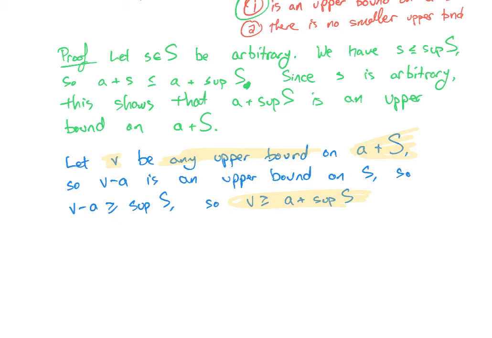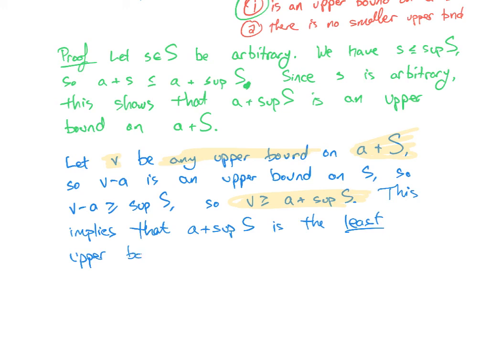Okay. So we have shown, this implies that a plus the sup of S is the least upper bound of a plus S. Okay, and if we want, at the end of that, we can add "as desired." Okay. Any questions?